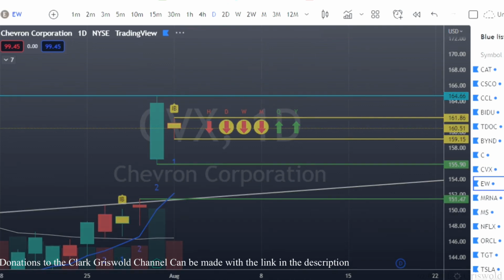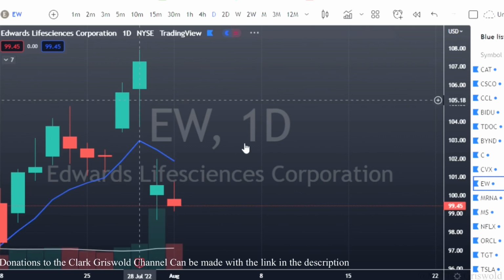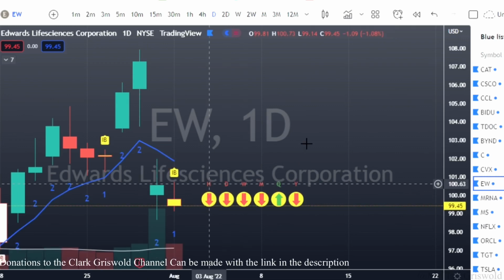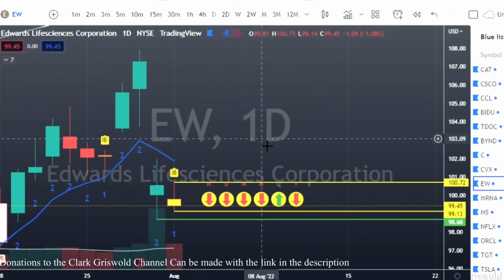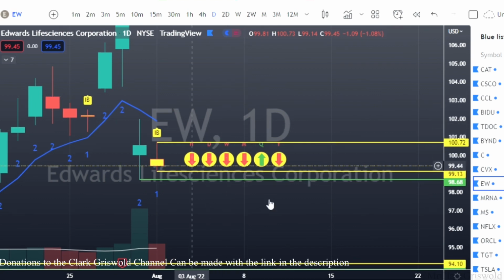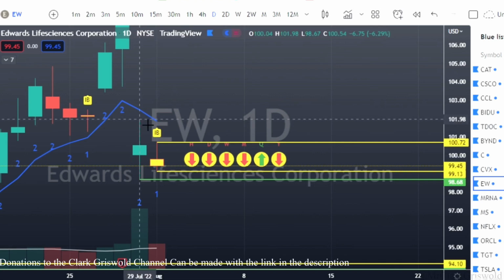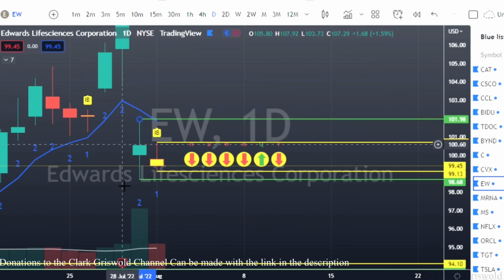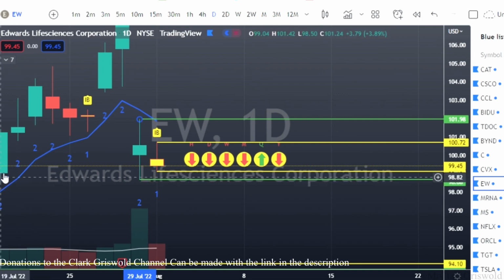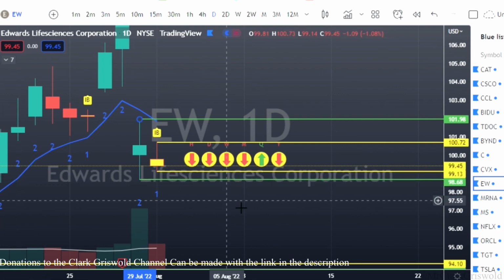EW, Edwards Life Sciences, inside bar. So calls at $100.72, puts at $99.13. Target to the downside marked, target to the upside marked, and again we have a gap fill here, and the next target to the downside would be right there, bottom of the preceding wick, or next closest preceding wick.